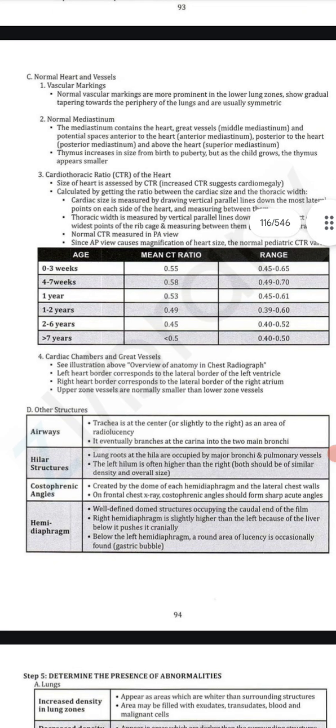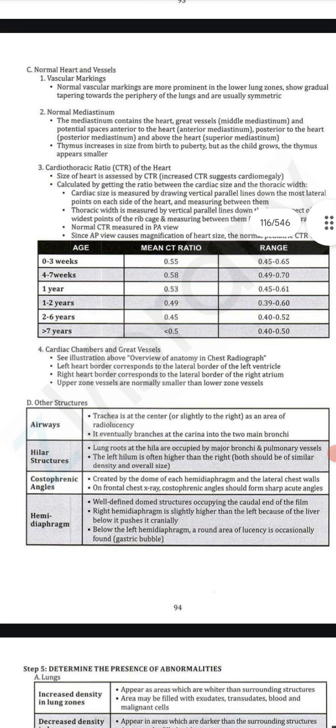Other structures like airways. The trachea is at the center, slightly to the right, as an area of radiolucency. It eventually branches at the carina into the two main bronchi. Hilar structures. Lung roots at the hilar are occupied by the major bronchi and the pulmonary vessels. The left hilum is often higher than the right. Both should be similar in density and overall size.